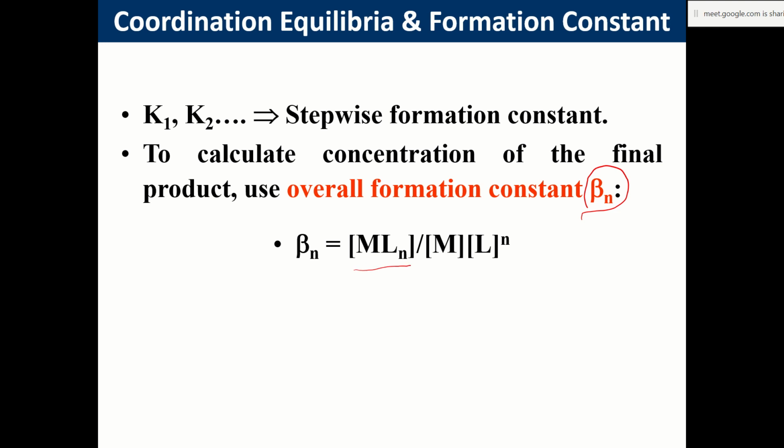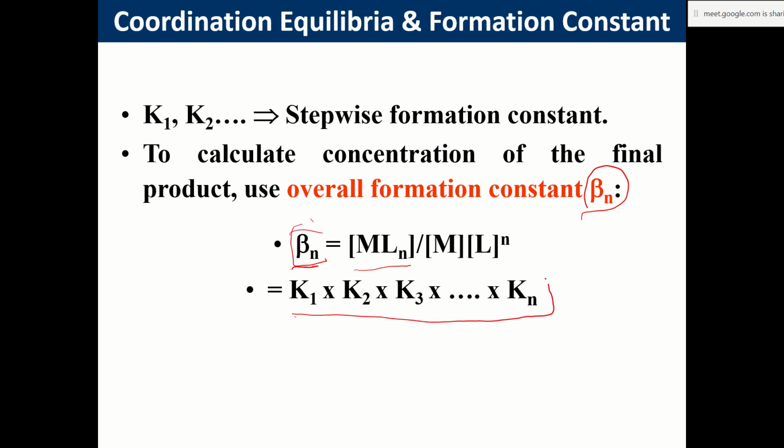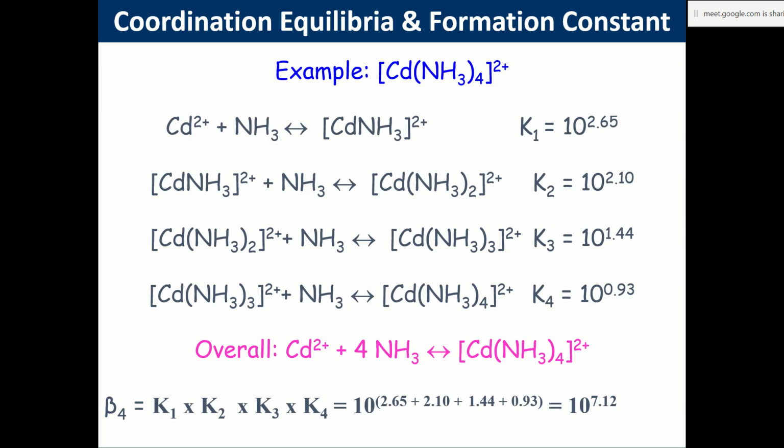It is actually replacing the water molecules as ligand. And so this beta n, if it can be shown experimentally, if you write all the stepwise formation constants, which is very easy, you can easily verify that the overall formation constant beta is just a simple multiplication of k1 k2 k3 up to kn.